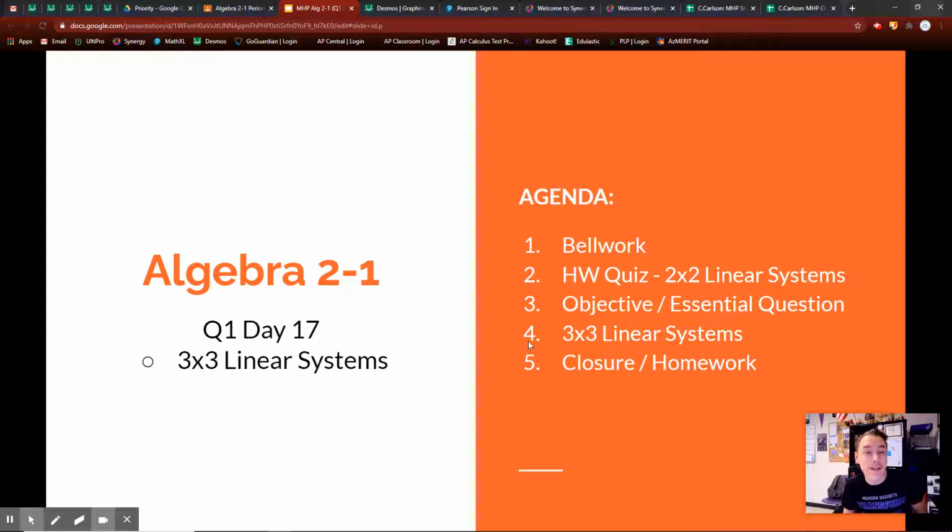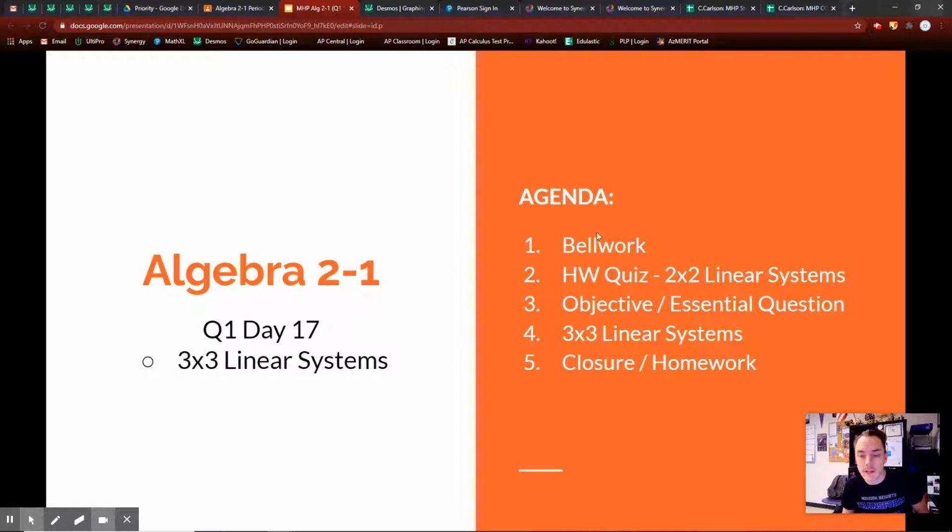What we are going to be doing today is 3x3 linear systems. They're a little bit different than 2x2 linear systems, which is what we learned previously. So we're going to see why they are different, how they are different, and of course we're going to solve them. We're going to see if we can solve them graphically, algebraically, all that fun jazz.